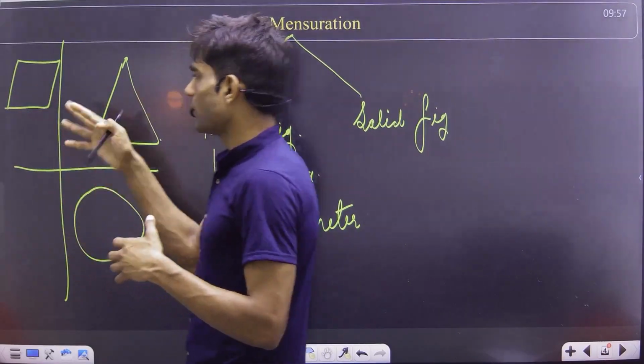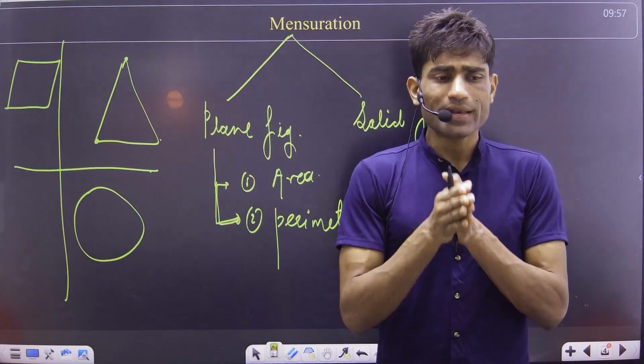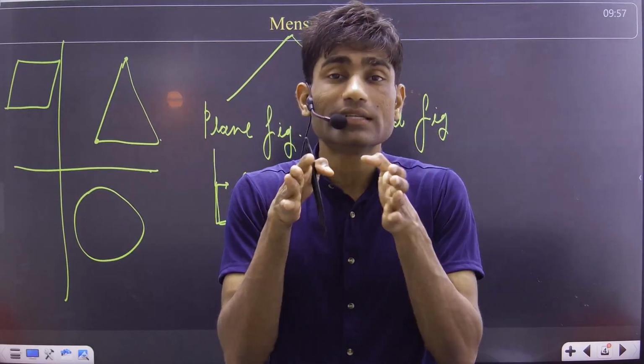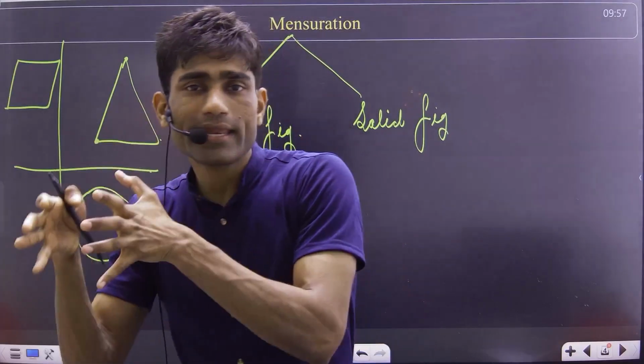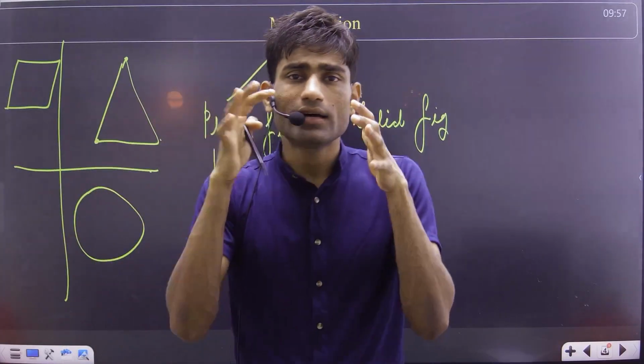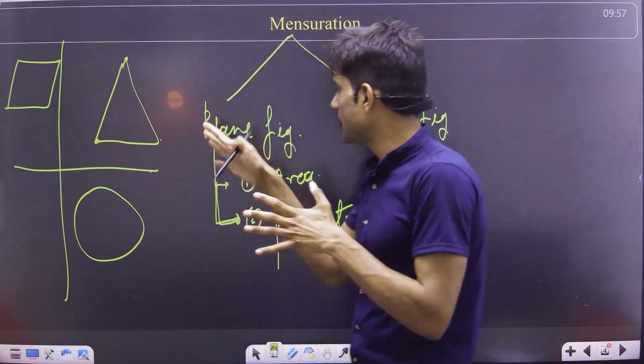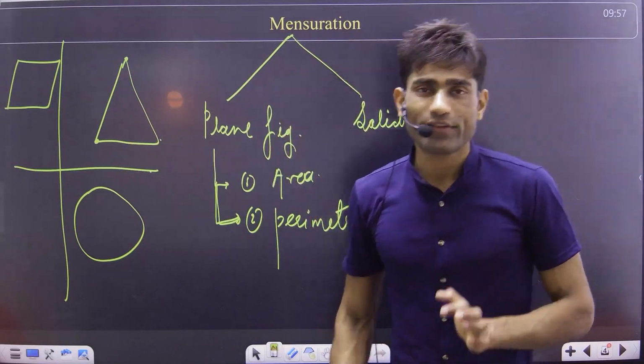You can see parallelogram, it is also a plane figure. Now in these plane figures we mainly have to deal with perimeter, area, circumference. This type of concept we have to understand under a plane figure, okay.